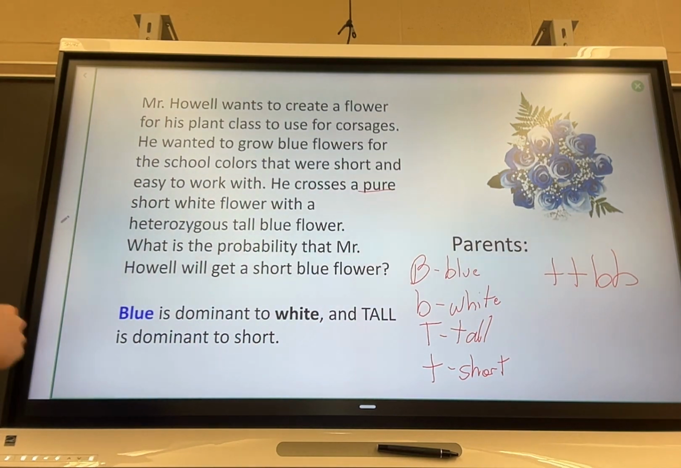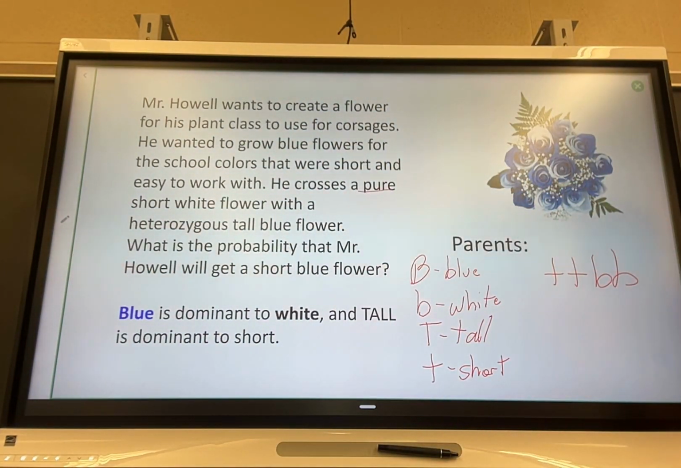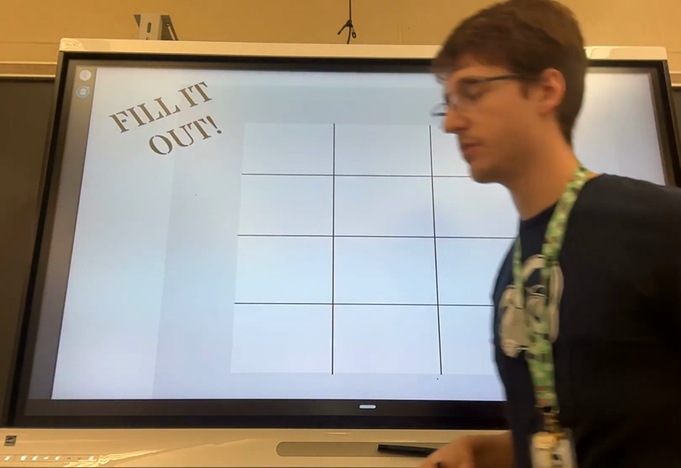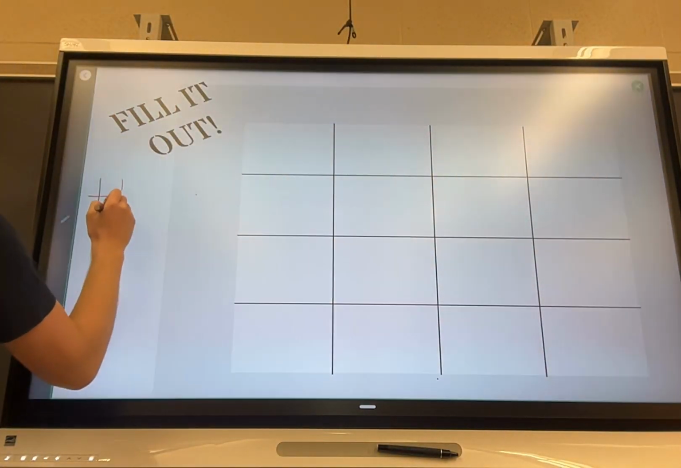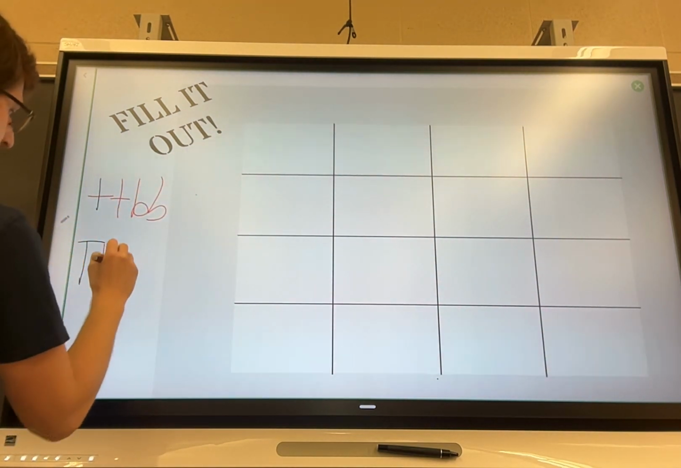Our other flower is tall and blue, so it says it's heterozygous. We're going to consider that to be heterozygous for both traits. So heterozygous tall has to have one of each, and heterozygous blue has to have one of each. So these are our parents. And from that, we can figure out what the offspring are. So if we write down over here, we had our little t, little b, and our heterozygotes.